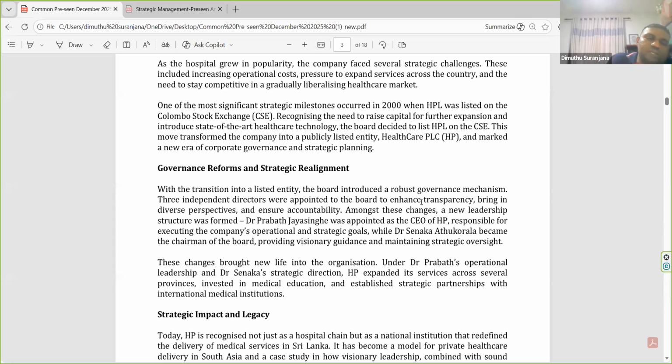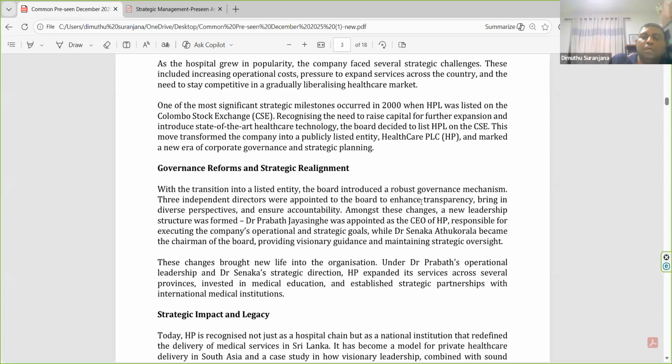Now, you should have independent directors, no? At least half, I think. Right? You should have independent directors. Two-thirds of the directors should be non-executive directors, no? In a listed company. So, three independent directors were appointed to the board. The objective was to enhance transparency and bring in diverse perspectives. When you have a diversified board, they may bring different perspectives into the board. For example, IT professionals, cybersecurity professionals, accountants, lawyers, marketers. All these people will bring different perspectives to the company and ensure accountability. So they want to ensure the accountability also.